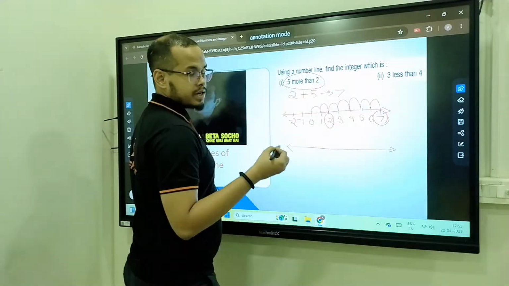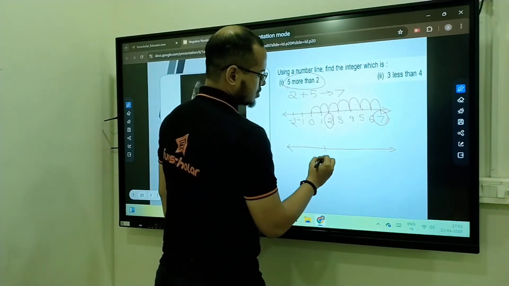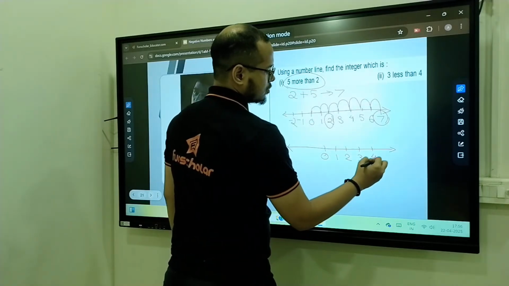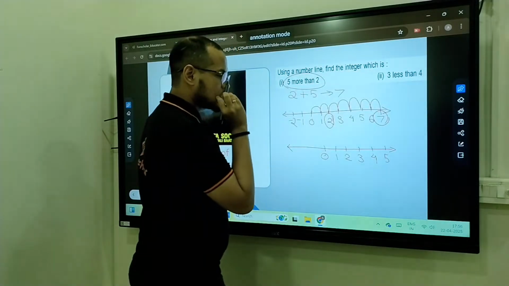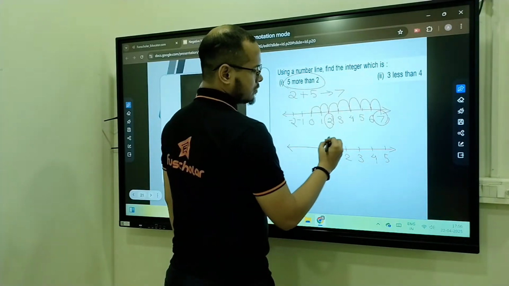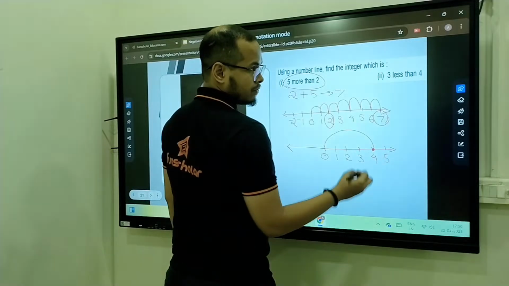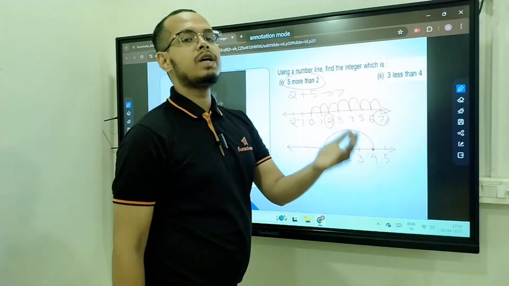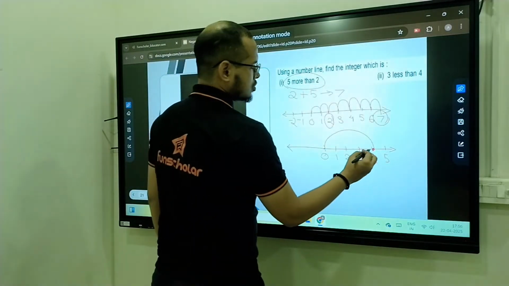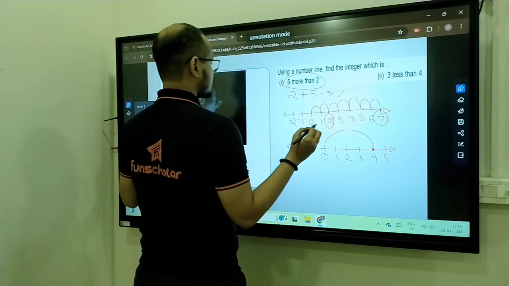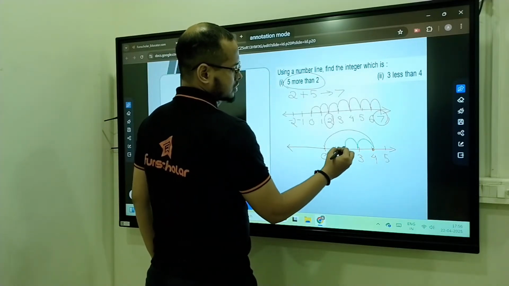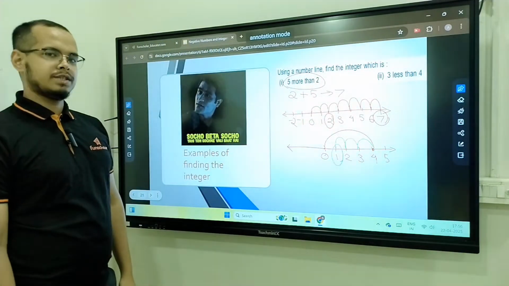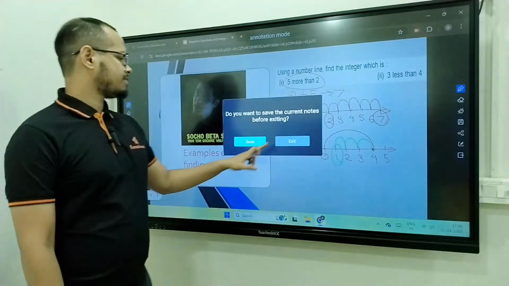So 3 less than 4. 0, 1, 2, 3, 4, 5. Okay. So from 0 we are first heading off to 4. Now from 4 we have to go 3 less than 4. We already have 4. Now we need to take 3 steps backwards. So let me change the color of the ink. So 1 step, 2 step, 3 step. Answer is coming out to be 1. 3 less than 4.